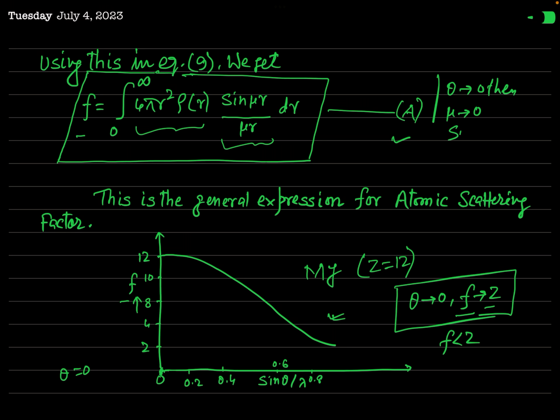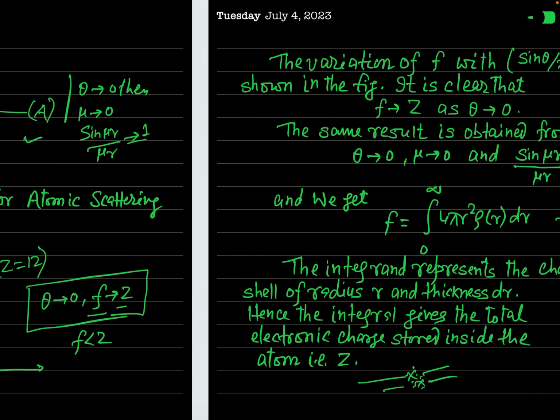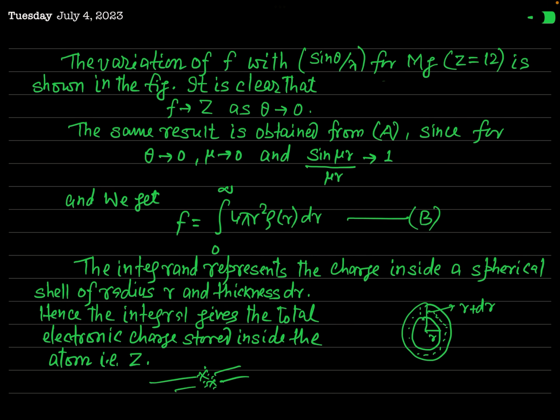And if mu tends to 0, this sine mu r over mu r will tend to 1, because you know the limit as theta tends to 0 of sine theta by theta is equal to 1. And when it is 1, then what will be F? F will then be simply equal to the integral from 0 to infinity of 4 pi r square rho of r. Okay? All those things I have mentioned here.